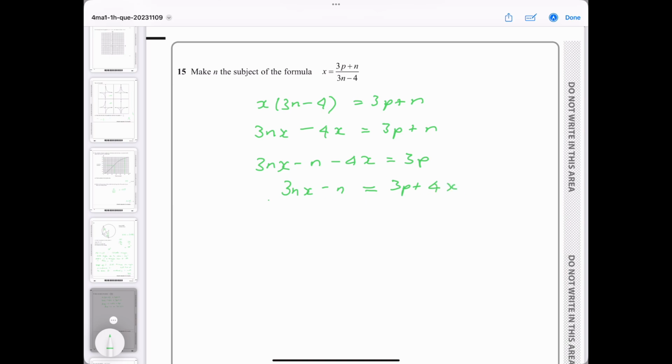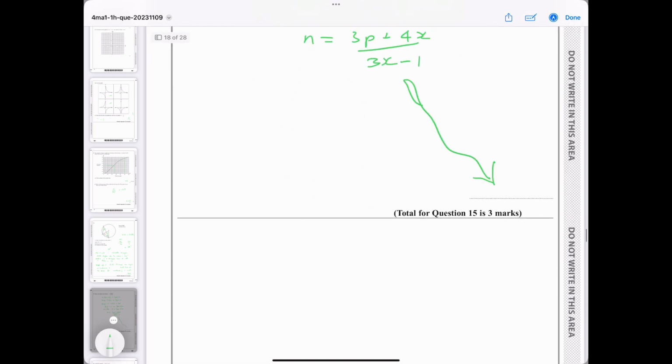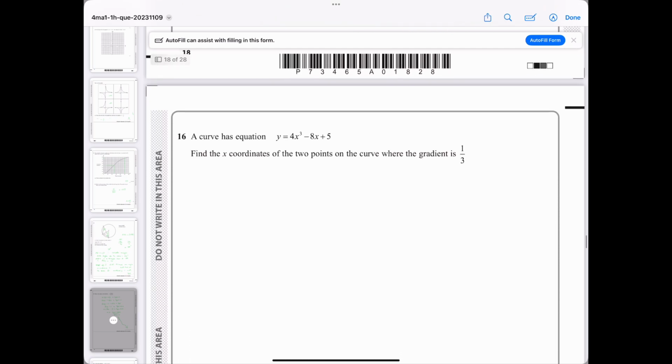So remove the n from this. Factorise 3nx minus n, so you get n times 3x minus 1. And n equals 3p plus 4x over 3x minus 1. And that's that. Oh, you can put it down there if you want. I don't know how much more I should do.